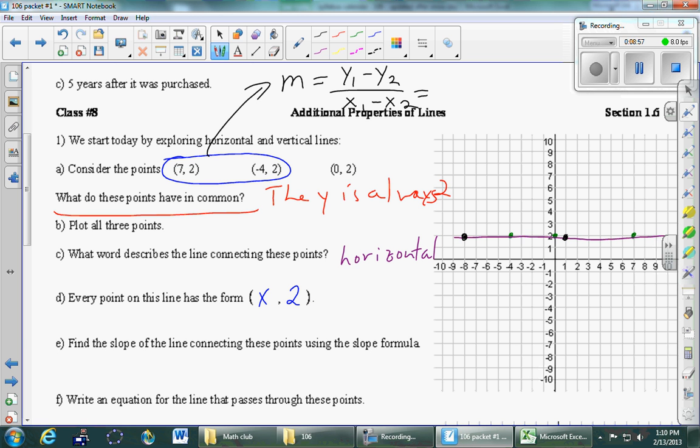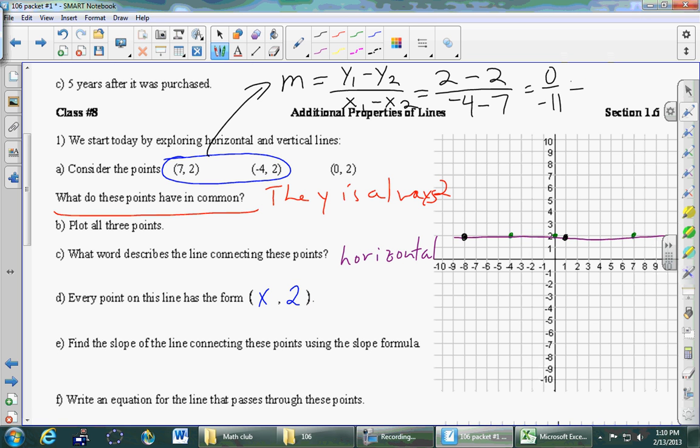So let's subtract the y's. I'll do 2 minus what? 2, divided by downstairs, minus 7. And upstairs we get 0. Downstairs, careful, negative 11. And then how much is 0 divided by anything? 0. So the slope of this line right here is 0, which is a perfectly good number.